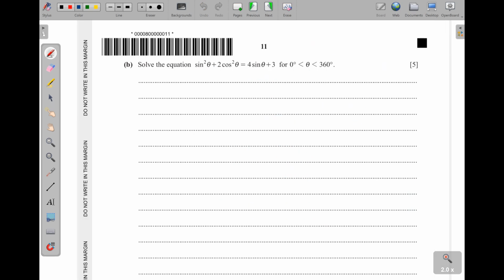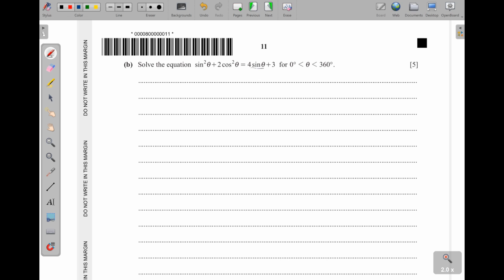Part B, solve the equation sine squared theta plus 2 cos squared theta is equal to 4 sine theta plus 3. Now we have a mixture of sine and cosine. So you look at the one which is not squared. That is the one that you're supposed to express everything into. Okay. So it is sine theta. You can see there is sine theta here.